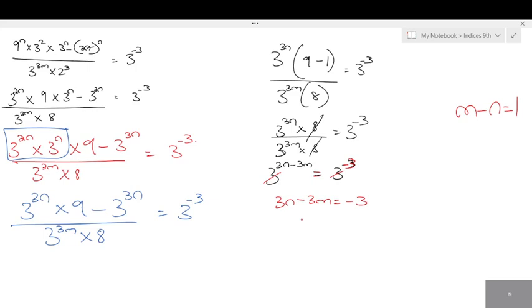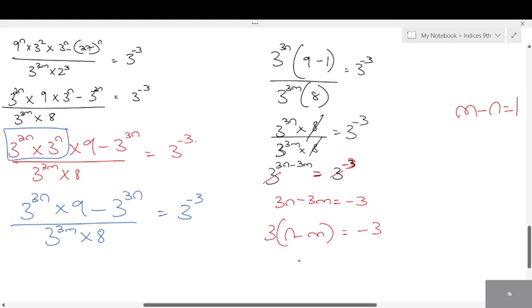Has anyone done it, completed? What is common? 3 to the power 3 into 3 to the power minus 3. n minus m is equal to what? Yeah, tell me, n minus m. n minus m is equal to. But that is not what they've asked. What have they asked here? m should be.